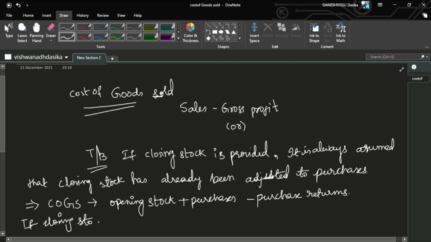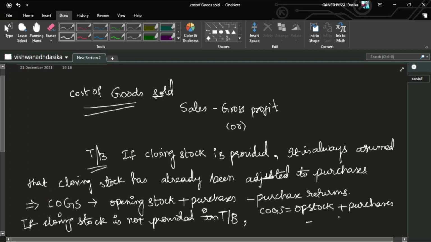And if closing stock is not provided in the trial balance, then the cost of goods sold is opening stock plus purchases minus purchase returns minus closing stock. So this is the main thing.